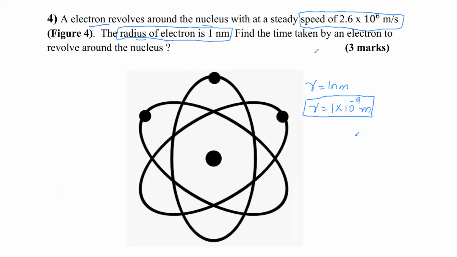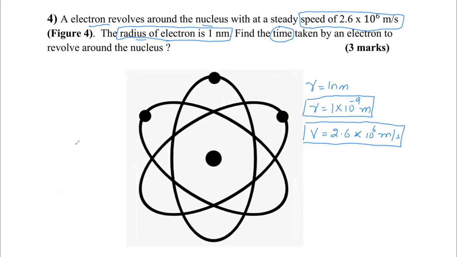And the second thing is speed. Speed is given, so we put the value. So V is equal to 2.6 into 10 power 6 meter per second. So the value of speed is also given. Now tell me what they are talking about. They are talking about finding the time. So we have to find the value of time, that is how much time it takes the electron to revolve around the nucleus.